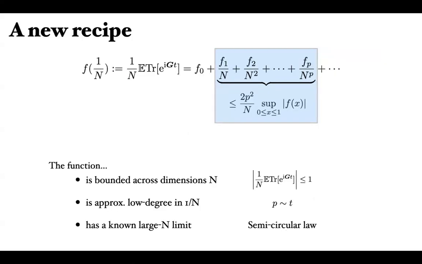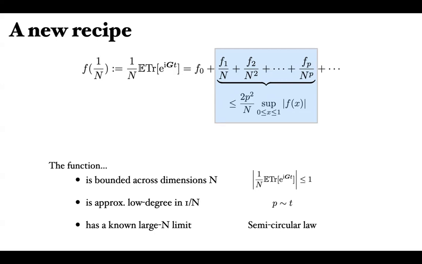So here's how it's going to work. Recall this exponential, e to the iGt, the trace of that quantity. And then we can write down whatever 1/n expansion we have. Here the claim is that we don't care about what these coefficients are. All we need to know is that it's low degree in 1/n. And then by Markov inequality, this whole thing can be bounded by just p squared times the supremum.